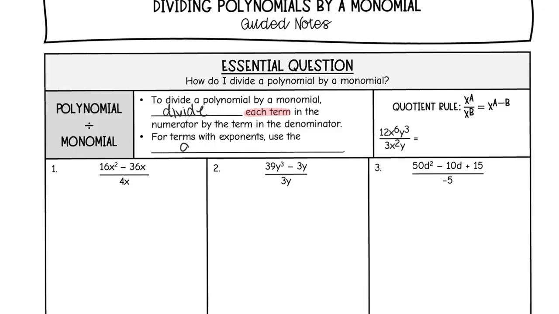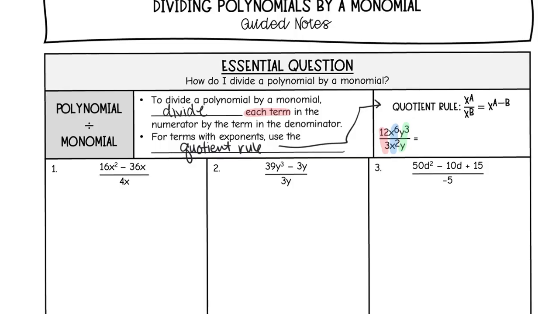As we do this, we are going to use the quotient rule for exponents, which tells us that if we have two exponents with the same base, so a base of x, we will actually be subtracting their exponents. So I'm going to start by doing 12 divided by 3. And then I will do the x's divided by each other, and then I'll do the y's divided by each other. And I'm going to use the quotient rule each time.